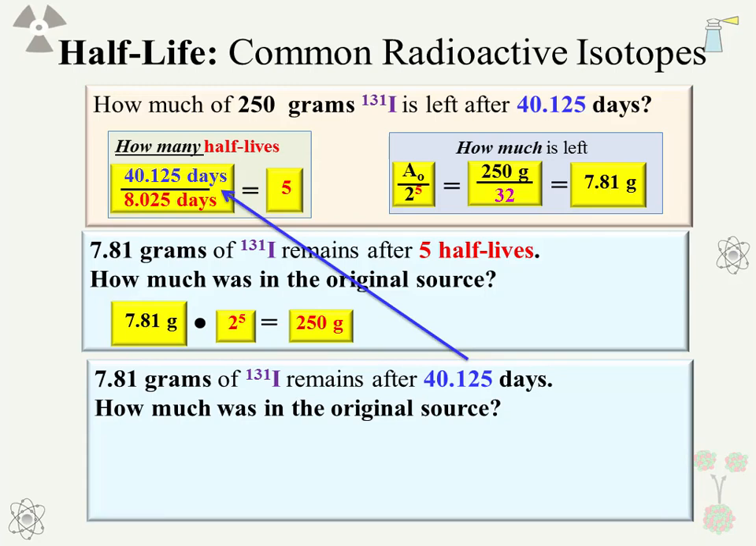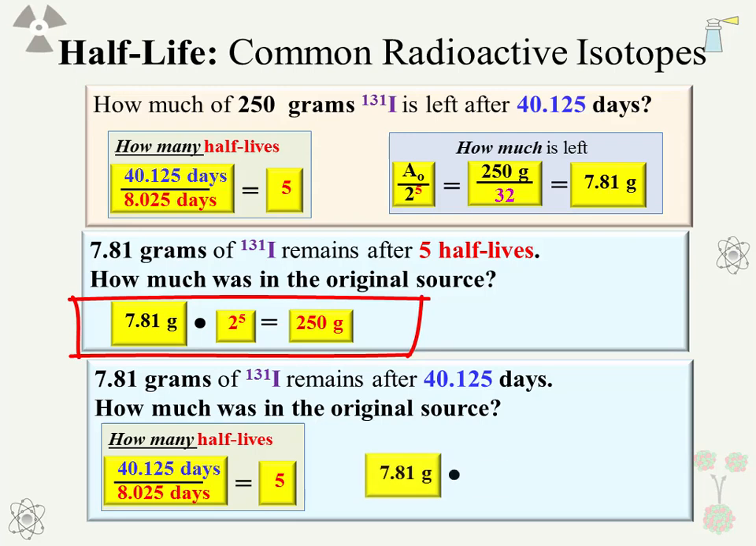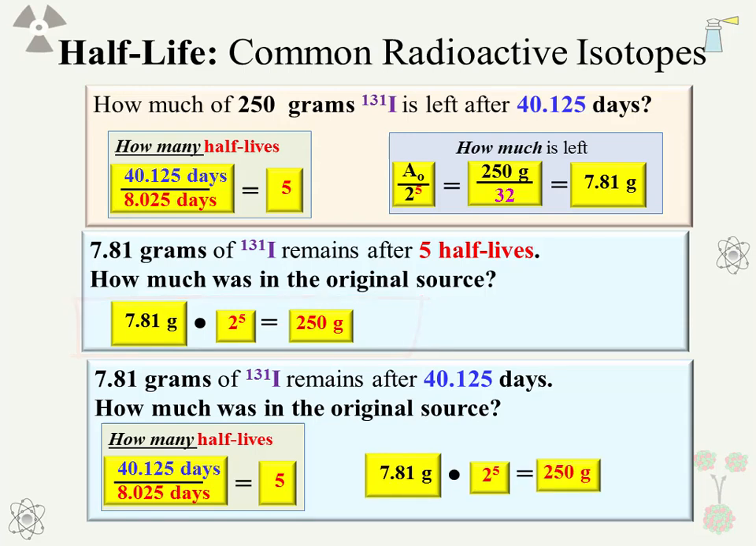But there is an extra step in the solution. The number of half-lives needs to be determined from the time passed and the half-life of iodine-131. As we saw before, that's 5 half-lives. Now the problem solves in the same way as the previous problem. Remaining amount times 2 raised to the power of the number of half-lives. And that is equal to 250 grams.